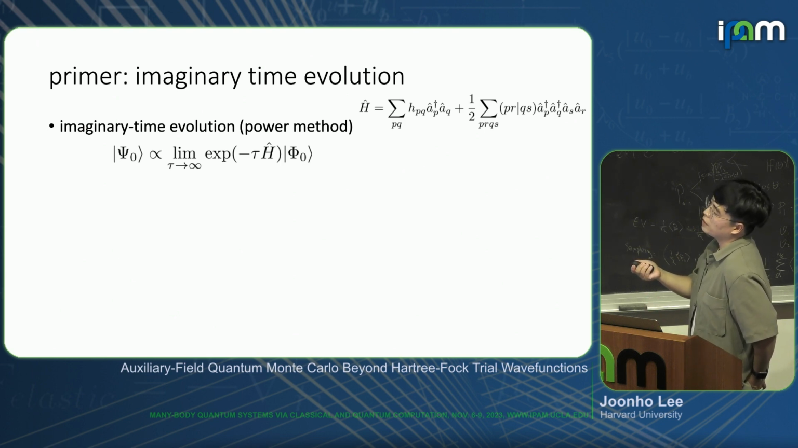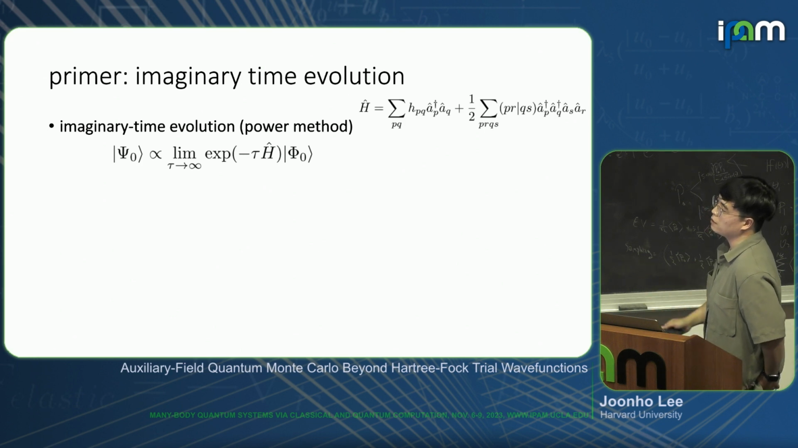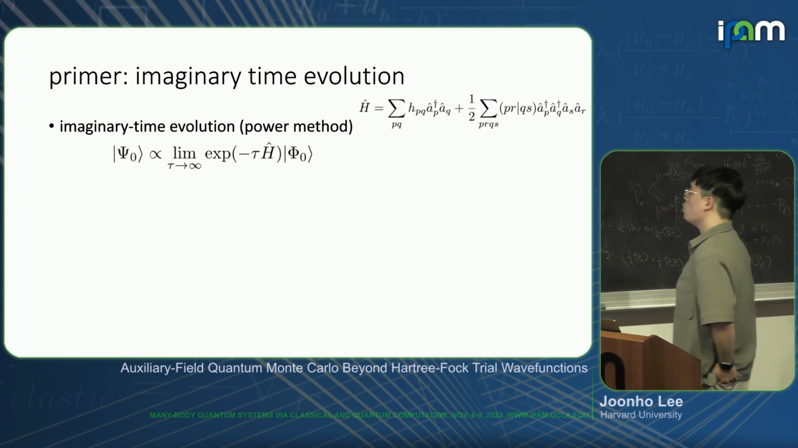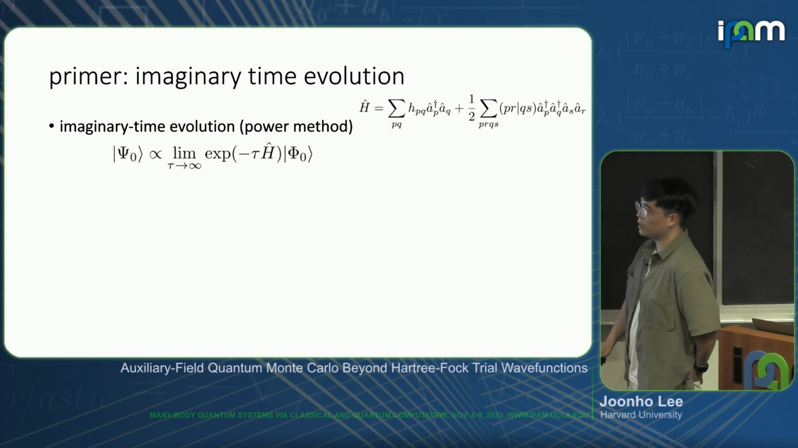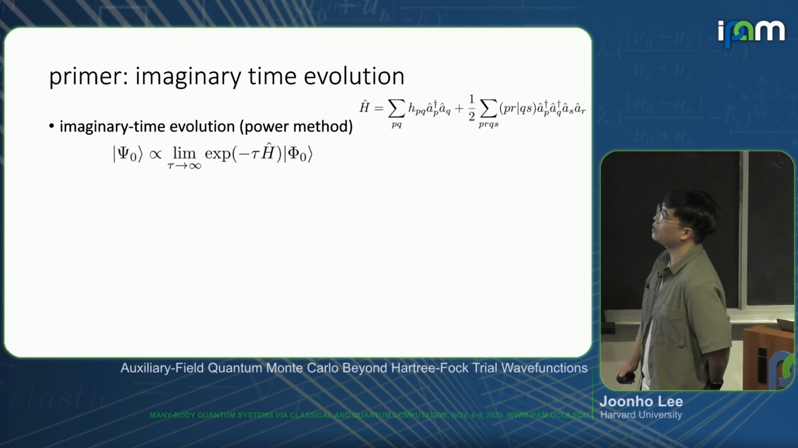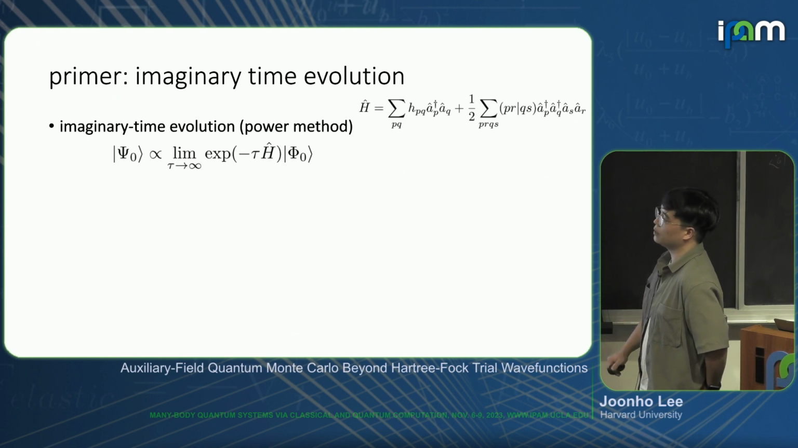The only assumption we need is that our starting point, phi naught, has some overlap with psi naught. It doesn't even have to be big, just some finite overlap. That's the only assumption we need. And in the long tau limit, we will actually get the exact ground state, psi naught.